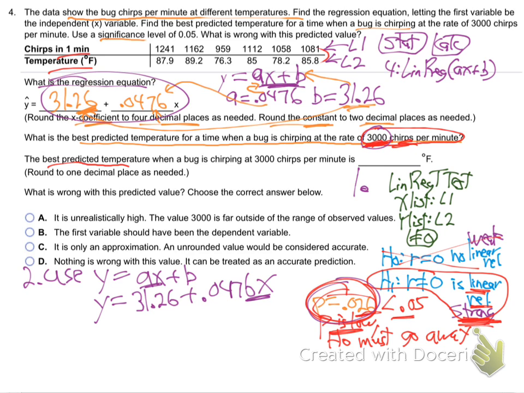Plug in, now the 3,000, what is the 3,000? That's x. How do you know that's x? Because chirps, that's chirps, right? 3,000 chirps. Chirps is x. Temperature is y. So chirps is 3,000. So plug in right there. So you're going to get y equals 31.26 plus 0.0476 times 3,000. I'm going to do that on my calculator right now too.